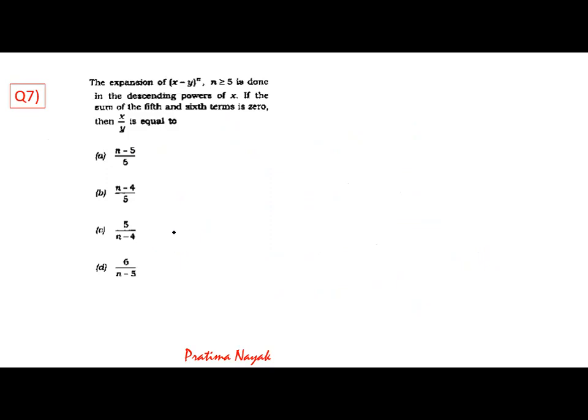In the expansion of (x minus y) to the power n, where n is greater than or equal to 5, written in descending order, the sum of the fifth and sixth terms is equal to 0. You have remembered the general term, because the general term is required for writing every term. That's why it was written. So T(r+1) is equal to nCr x to the power (n minus r) y to the power r in the expansion of (x + y) to the power n.